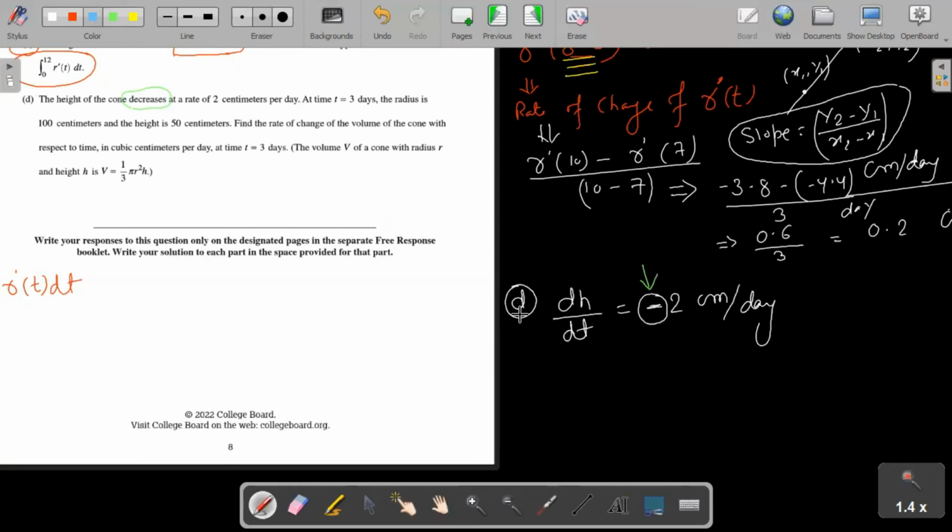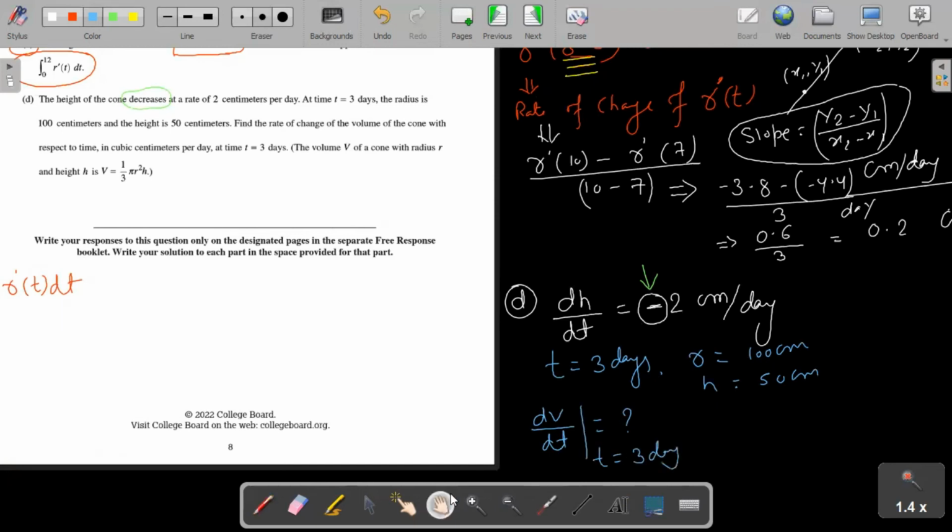At time t equal to 3 days, the radius is 100 centimeter and the height is 50 centimeter. Find the rate of change of volume. So we have to find dV upon dt with respect to time, in cubic centimeter per day, at t equal to 3 days. We can calculate this easily.